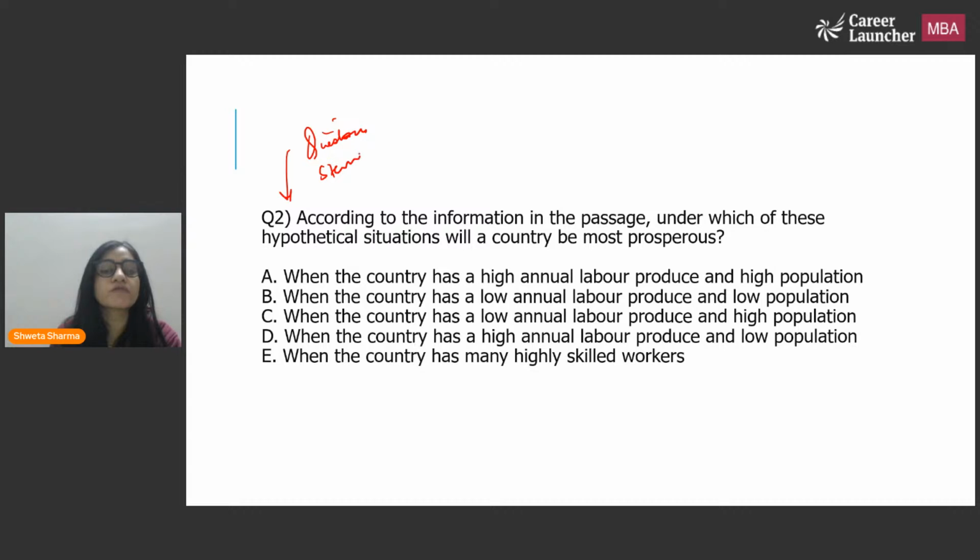It says, according to the information in the passage, under which of these hypothetical situations will a country be most prosperous? So hypothetical means something we are assuming. Okay, it is not a true situation, but under which of the following situations do you think that a country will be most prosperous? Please try to eliminate. You'll get the answer.